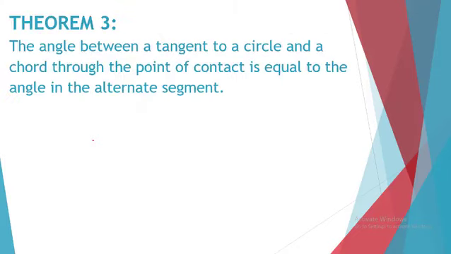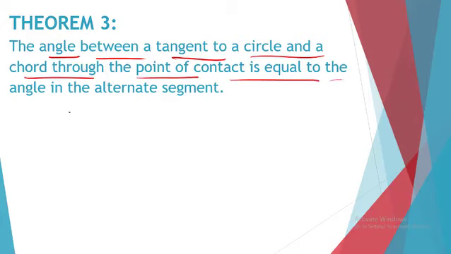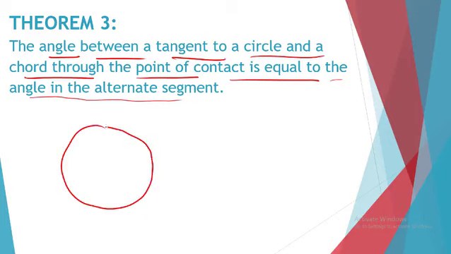Now the third theorem. It says the angle between a tangent to a circle and a chord through the point of contact is equal to the angle in the alternate segment. What do we mean by this? Let's illustrate that. We also have a circle.